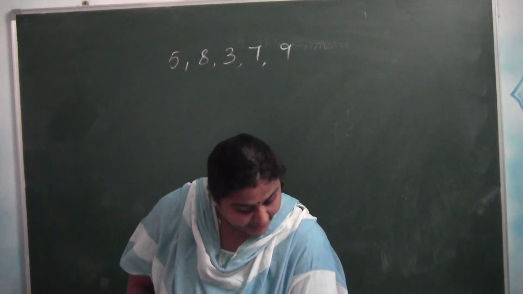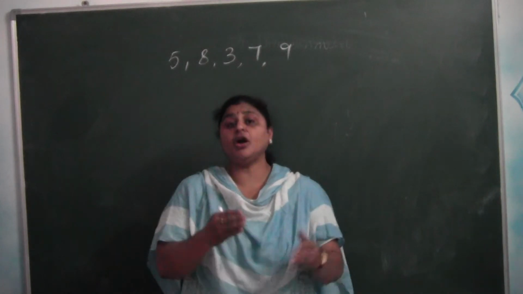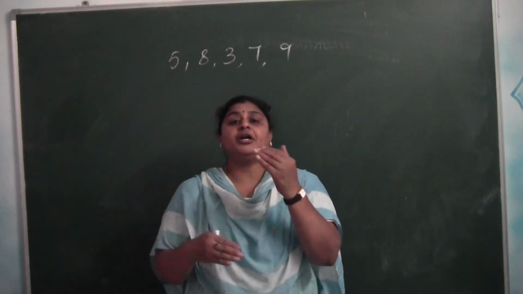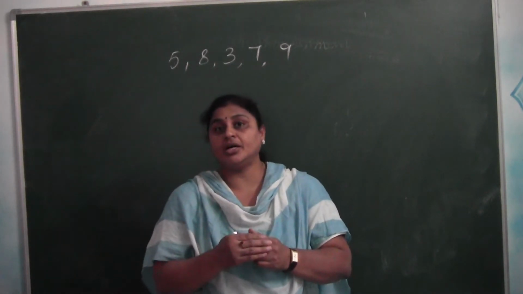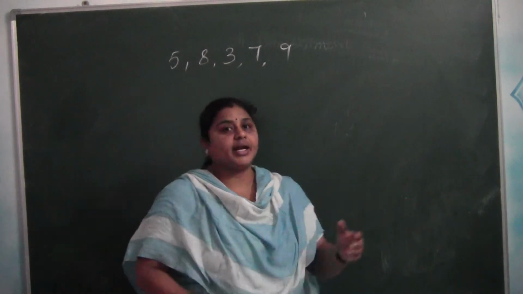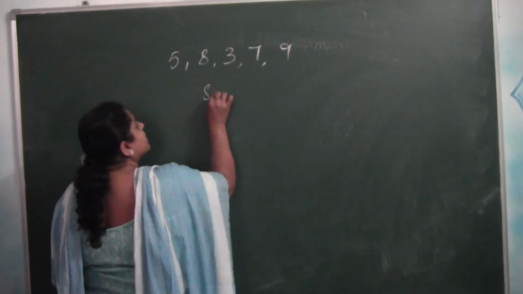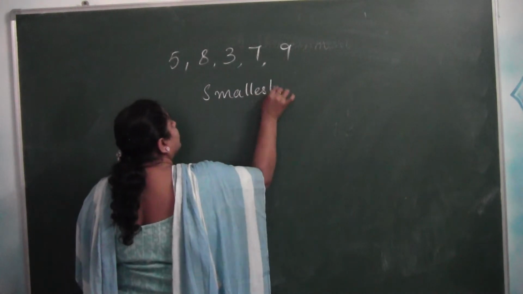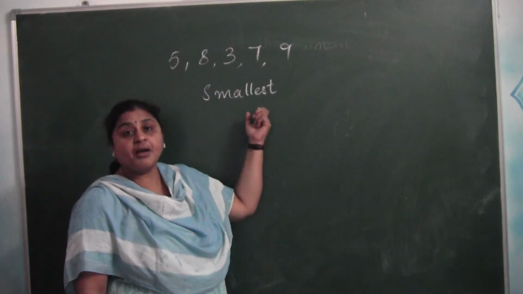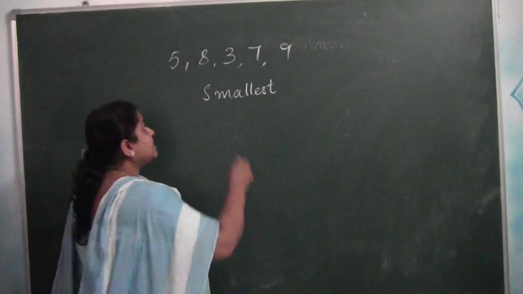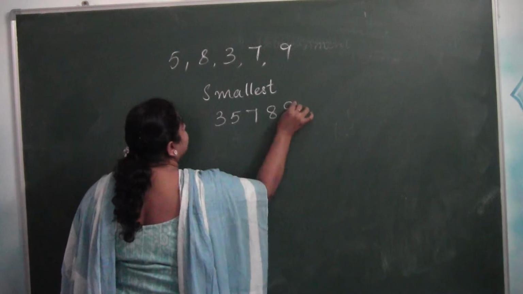So in order to write the greatest number, you are going to write the numbers in the descending order from bigger to smaller, and in order to write the smallest number using the digits, you are going to write in the ascending order, that is from smaller to bigger. Alright, now here we have 5, 8, 3, 7, 9. Now let us form first the smallest number. So what did I say? In order to form the smallest number, what we have to do? We have to arrange the numbers from smaller to bigger, that is in ascending order. So 3, 5, 7, 8, 9.